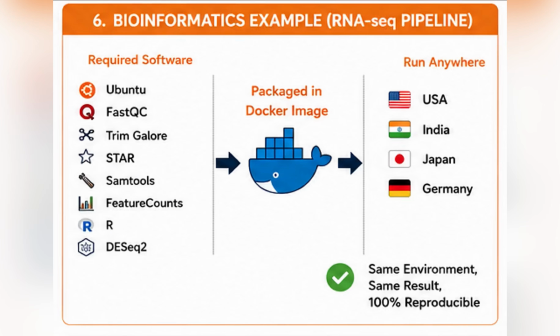Everything is already prepared. Let's see why Docker is so useful in bioinformatics. Suppose I want to perform RNA-seq analysis. Normally, I would install FastQC, Trim Galore, SAMtools, featureCounts, R, and DESeq2. That can take hours. Instead, I simply download a Docker image that already contains all of these tools. Now I can run exactly the same pipeline on my laptop, on a university server, or on cloud computing. Even if my collaborator lives in another country, we both use the same software, the same versions, and obtain reproducible results. That's why Docker has become extremely popular in computational biology.